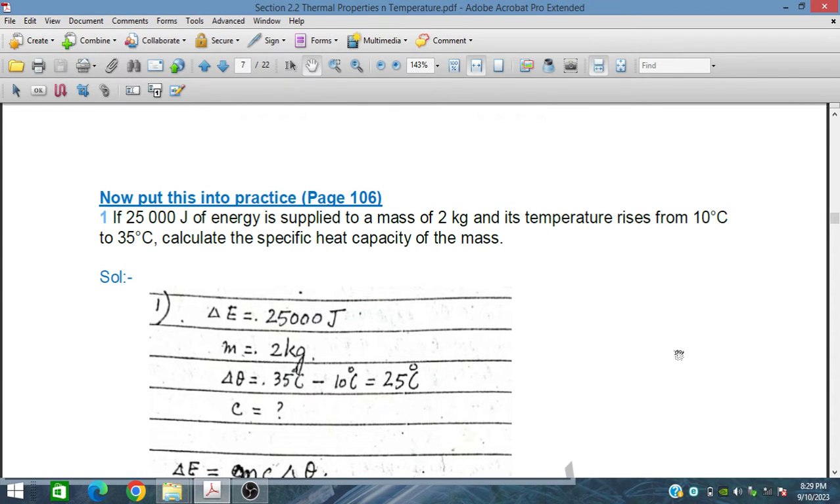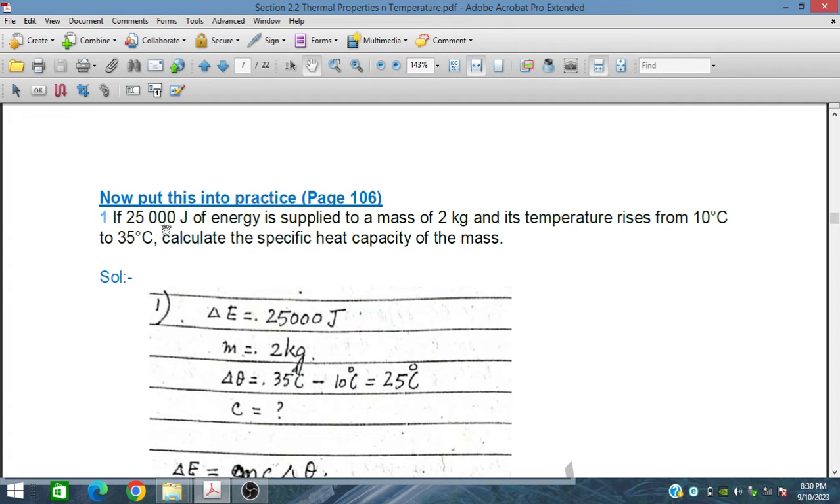Bismillahirrahmanirrahim. In this session, we will discuss thermal properties and temperature related problems from section 2.2 of Hugh Kennett's book. At page 106, we have this problem. Let's start this one. Question number 1.